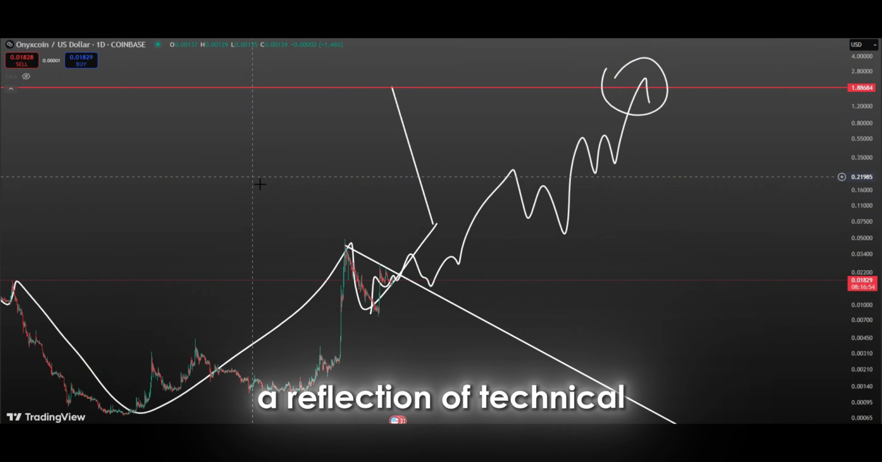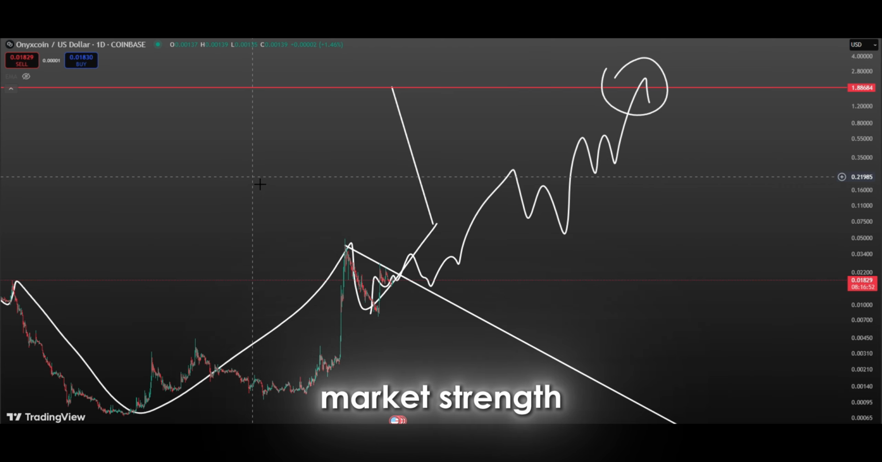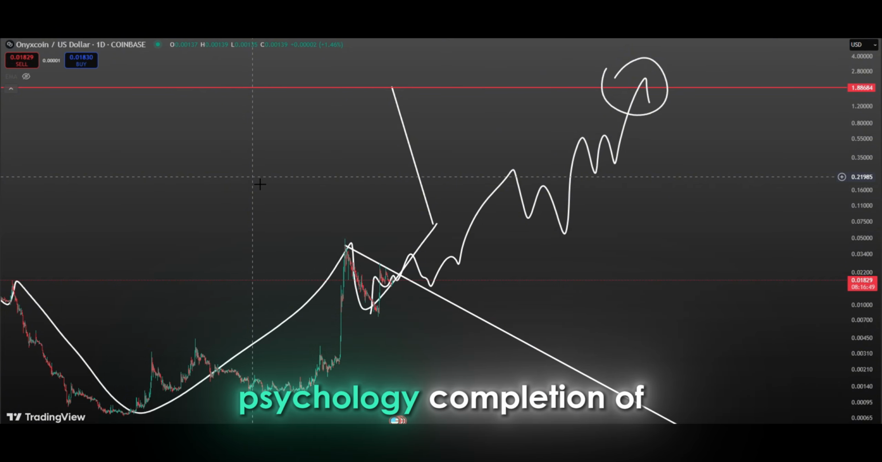Such a rally is not only a reflection of technical analysis, but also an indication of broader market strength. Inverse head and shoulders patterns are more than just price movements. They are also reflections of market participants' psychology.